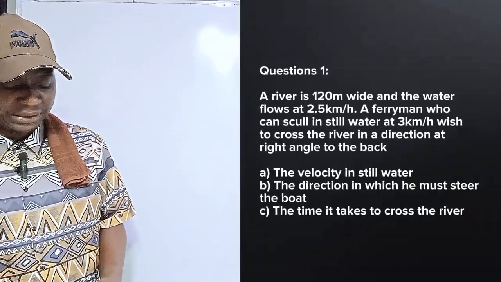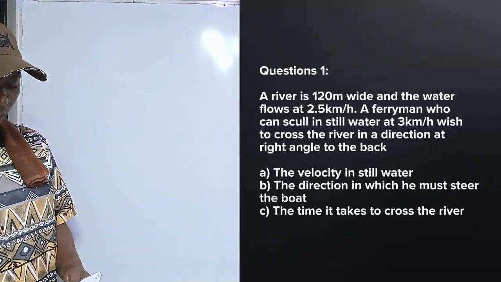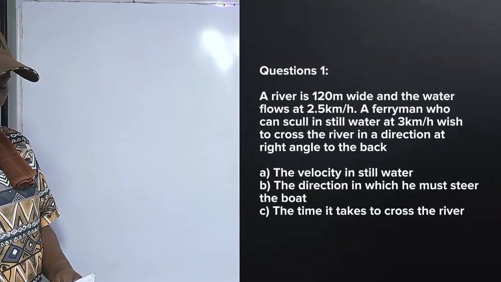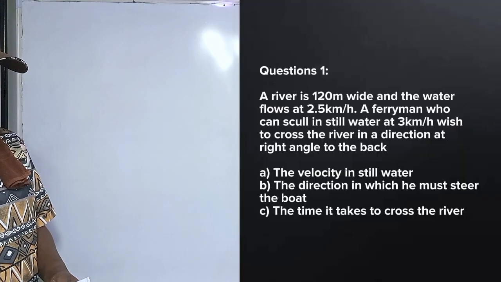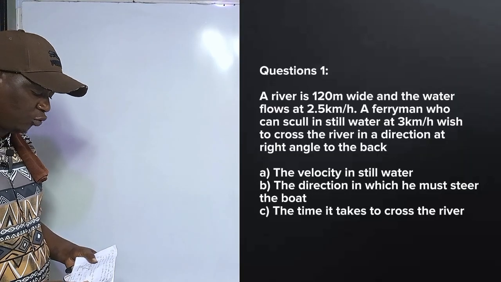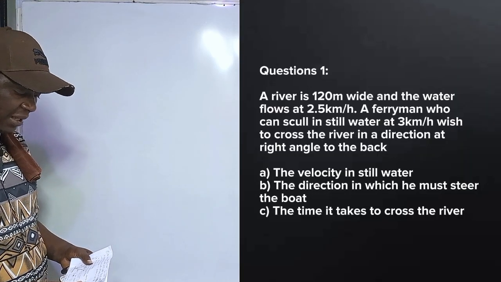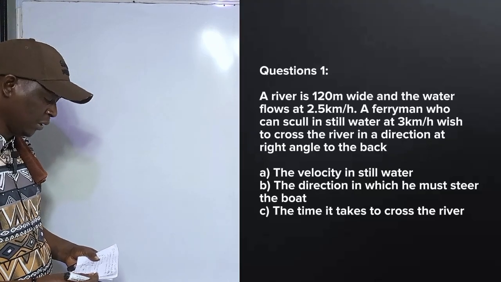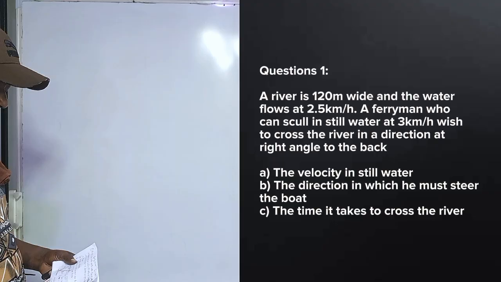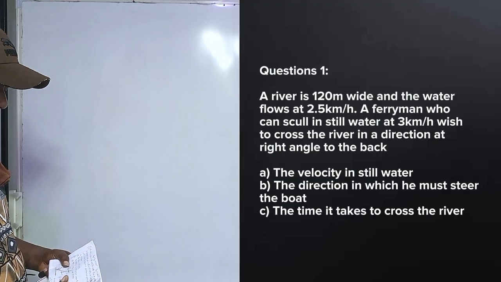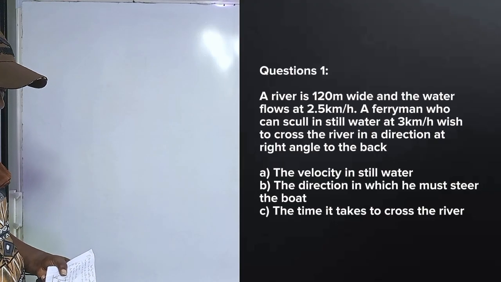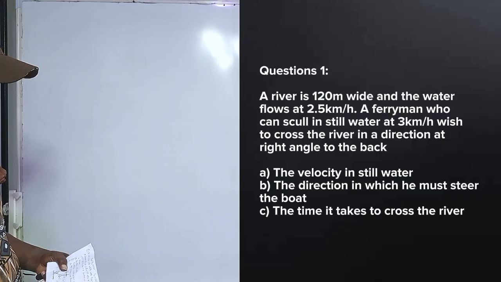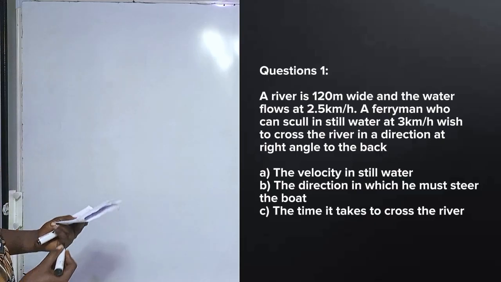Now, we want to take question one. He said a river is 120 meter wide and the water flows at 2.5 kilometer per hour. A ferryman who can scull in still water at 3 kilometer per hour wishes to cross the river in a direction at right angle to the bank. A. Calculate the velocity in still water. B. The direction in which he must steer the boat. C. The time it takes to cross the river.